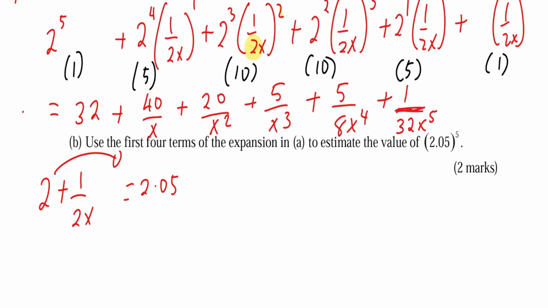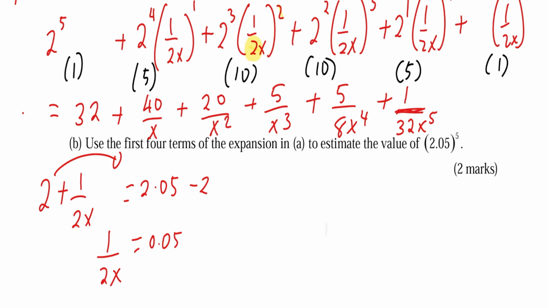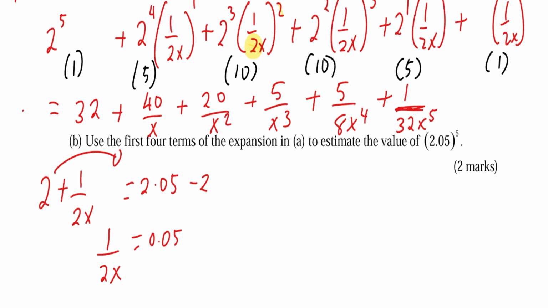Take the 2 to the other side, minus 2. So this becomes 2.05 minus 2, 0.05 equals 1 over 2x. Okay. Again, 1 over 2x, you can flip it like this. So you exchange, or you can cross multiply.